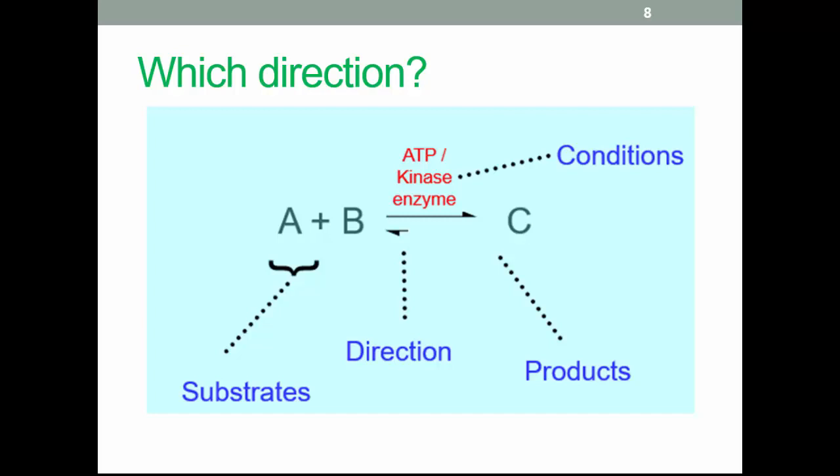Sometimes we indicate the direction of the reaction by the relative length of the lines. In this case, we've shown the reaction going very much from the substrates to the products. It could go the other way, indicated by the forward line being shorter than the reverse line. To do this, as I mentioned, a different kinase enzyme, using ADP rather than ATP, would be needed. Different conditions, different enzymes to go in the opposite direction.